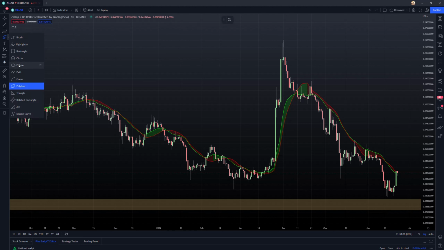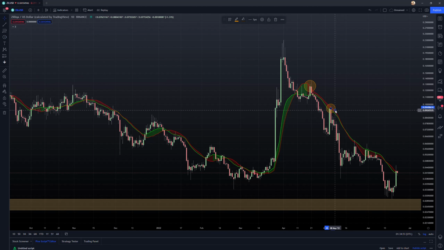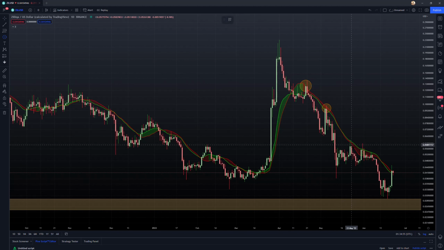So I'm going to circle the prior rejections just to illustrate how consistent this is, because every few weeks we have another rejection off of this band here, and there are just so many rejections that have led price to lower lows, and it's a declining resistance area. You can see how right now today we are testing it once again, and there is the potential that we repeat these rejections and we drop from here.